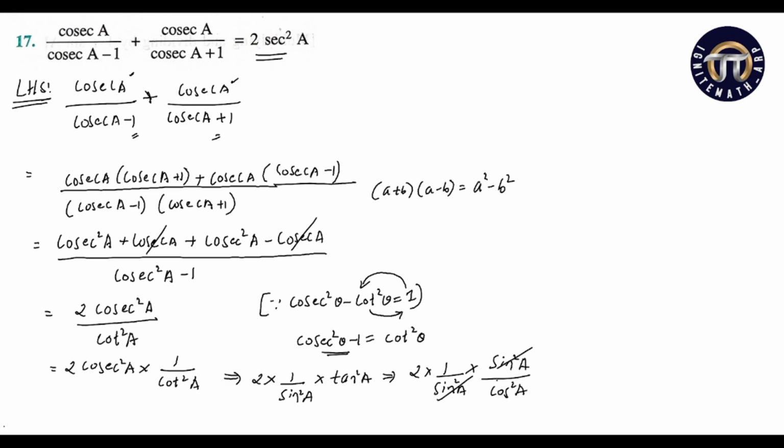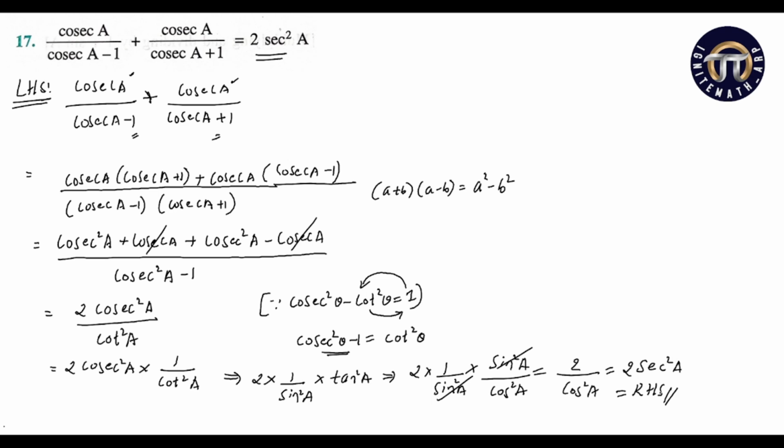So sine square will get cancelled. So I'll be left with what? 2 by cos square A. That is nothing but 2 into 1 by cos square, which is nothing but secant square A. So that is equal to RHS. Clear, children? I hope so.